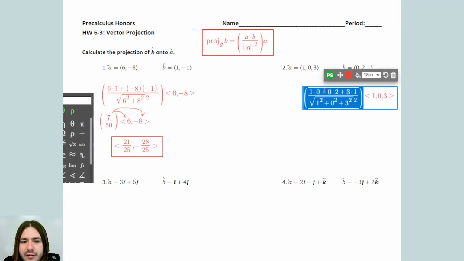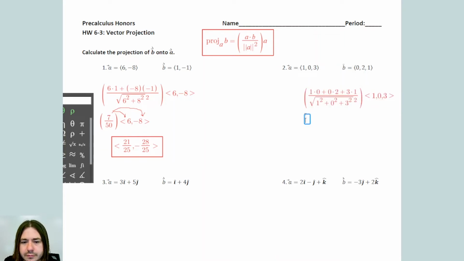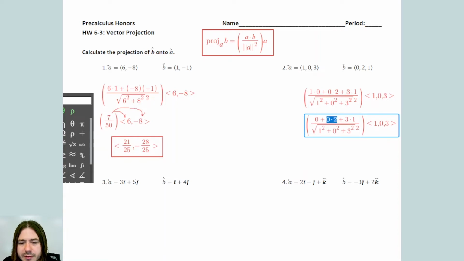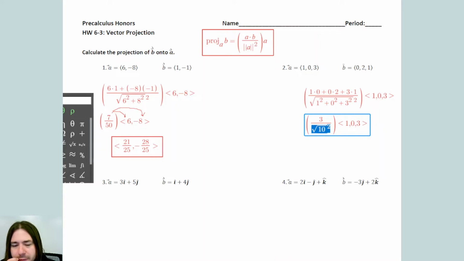So we'll simplify all this. 1 times 0 is 0. 0 times 2 is 0. 3 times 1 is 3. So we get 0 plus 3, which is obviously just 3. In the denominator here, we've got 1 squared is 1. 0 squared is 0, so that's just going to go away. 3 squared is 9. So we get the square root of 10 squared. Recall from the last problem that when we square a square root, we're just left with whatever the radicand is. The square and the square root effectively cancel each other out. So we just get 10 down there.